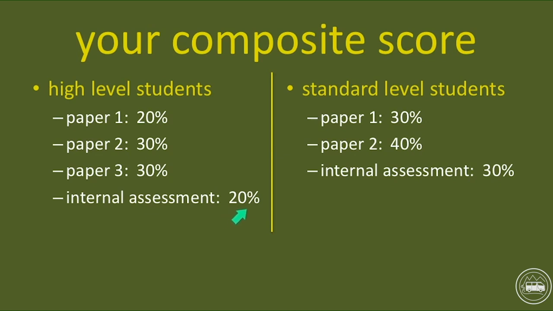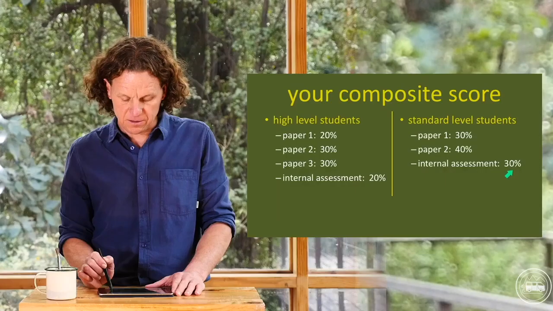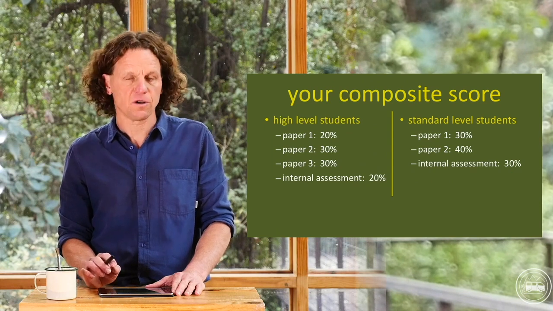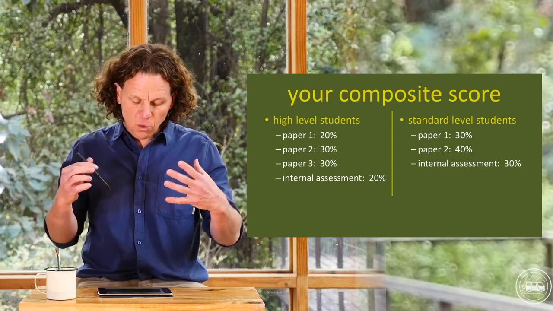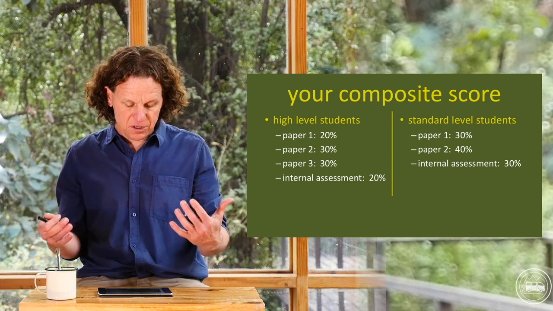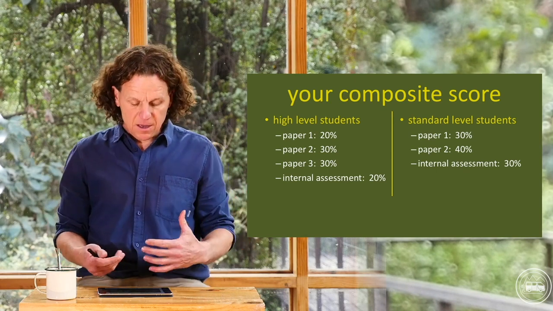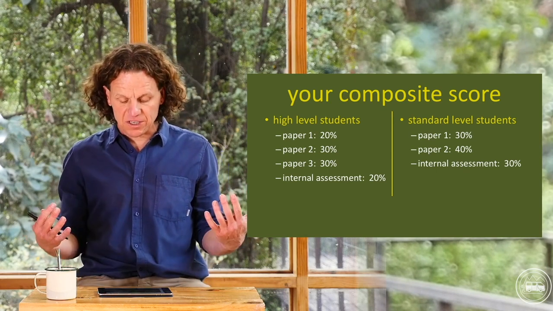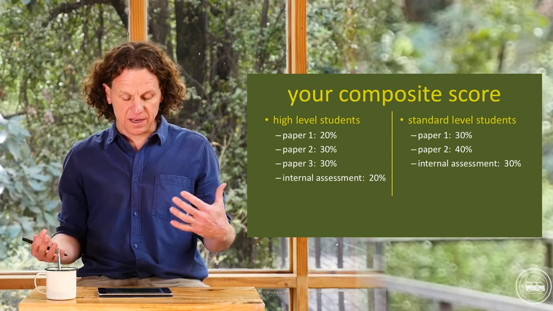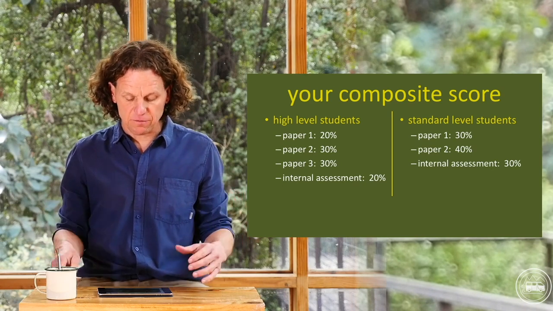If you are a standard level student, paper 1 is worth 30%, paper 2 is worth 40%, and your internal assessment is worth 30%, okay? So if you add those all up, of course, it comes out to 100%, okay? So those are the weightings of your performance on paper 1, paper 2, paper 3 if you're high level, and your internal assessment. That's the weighting differences if you're a high level or standard level student.